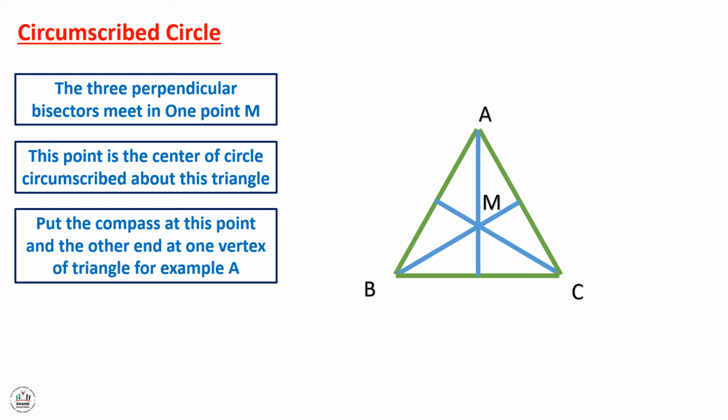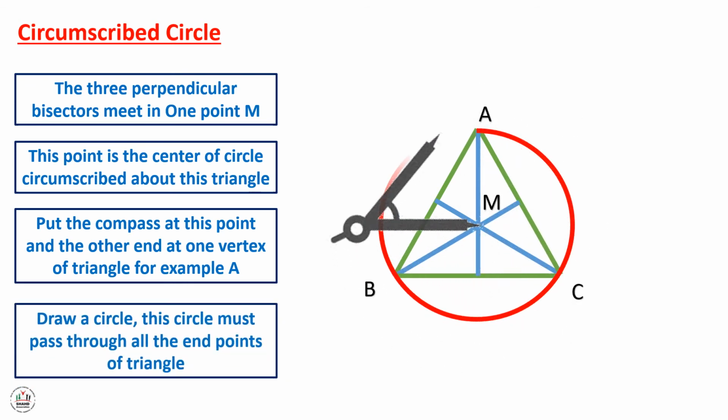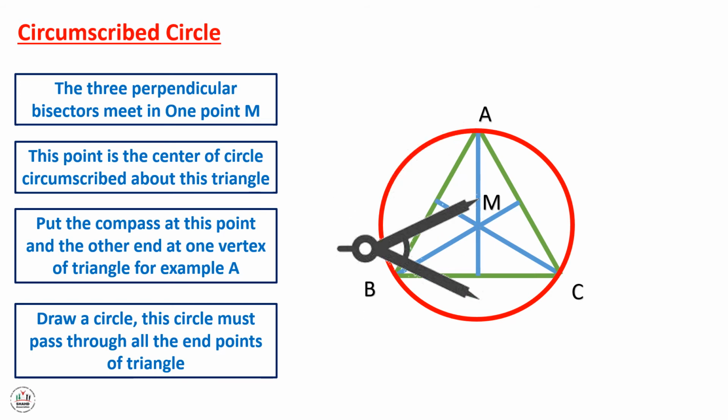Now we put the pin of the compass at point M and the other end at one vertex of the triangle. For example, vertex A or vertex B, or you can put it at vertex C. Now we can draw a circle and this circle must pass through all the vertices of triangle ABC. And this circle is called the circumscribed circle about triangle ABC.